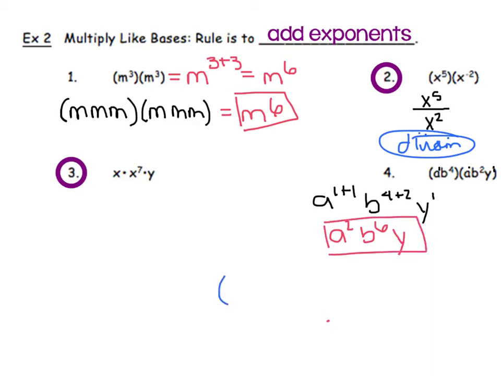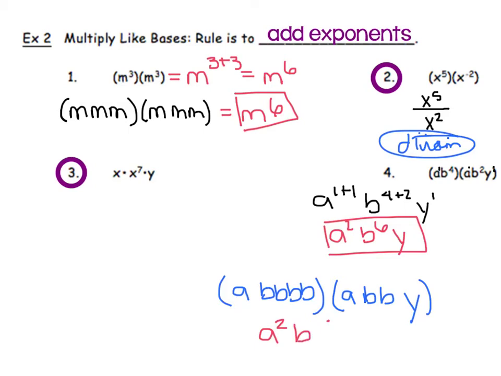Okay, so if I expand the first parentheses, I have 1A, and then 1, 2, 3, 4 B's, times, again, 1A, B squared, which is 2 B's, and a Y. So again, let's count them all up. So let's count up my A's. I have 2 A's, so A squared. I have 1, 2, 3, 4, 5, 6 B's, and only 1 Y.